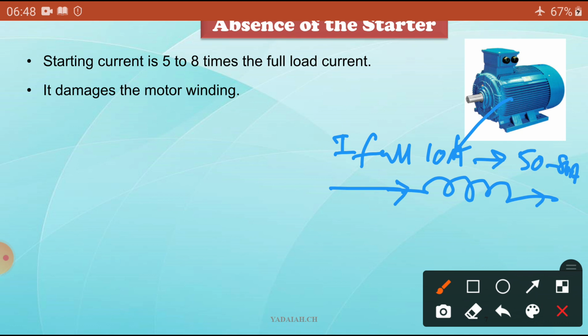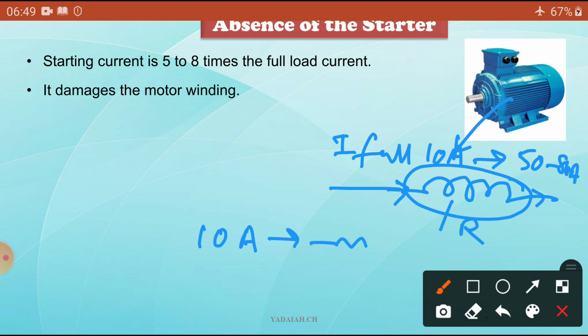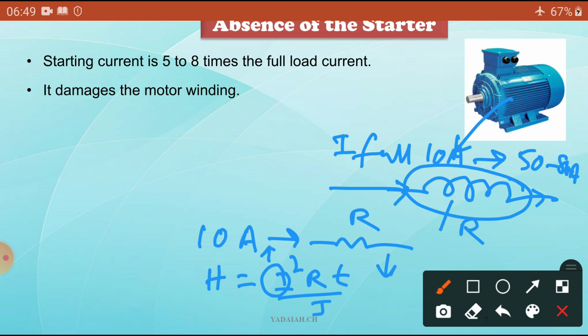Then insulation failure takes place. What will happen? The winding has some resistance. Normally 10 amperes flows through this resistance, so some heat develops. That heat is equal to I²Rt/J. Here I is 10 amperes only. Whatever heat is developed is dissipated naturally or with the help of the fan. So nothing will happen to the motor.